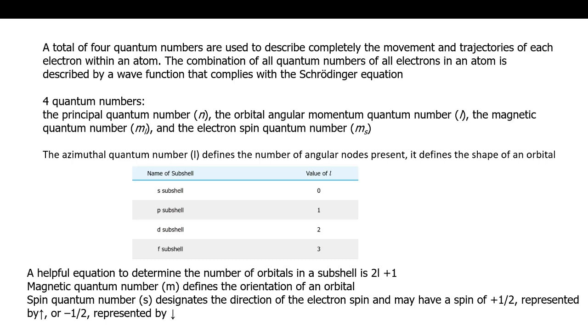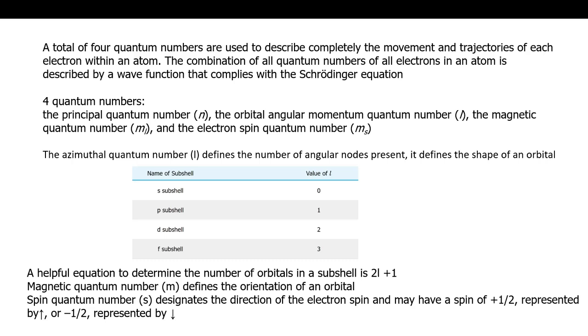Then we have an important equation which will be useful to solve this kind of question, a relation between the number of orbitals in a subshell and the L value, that is the azimuthal quantum number, given by 2L plus 1.